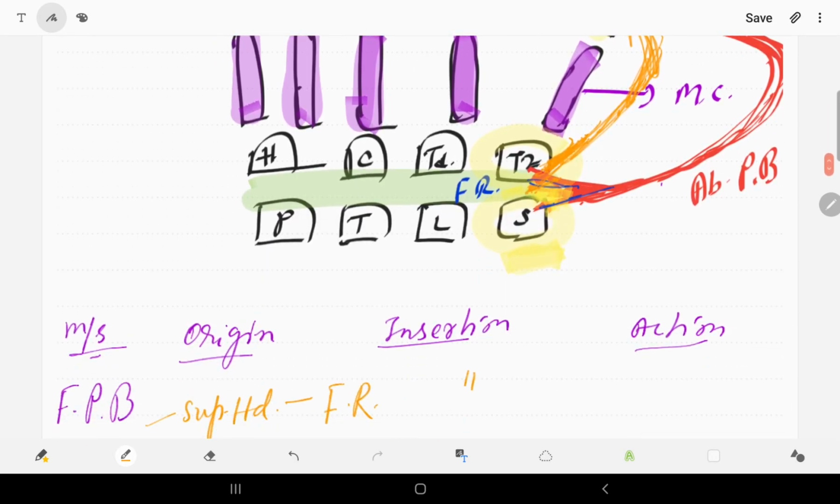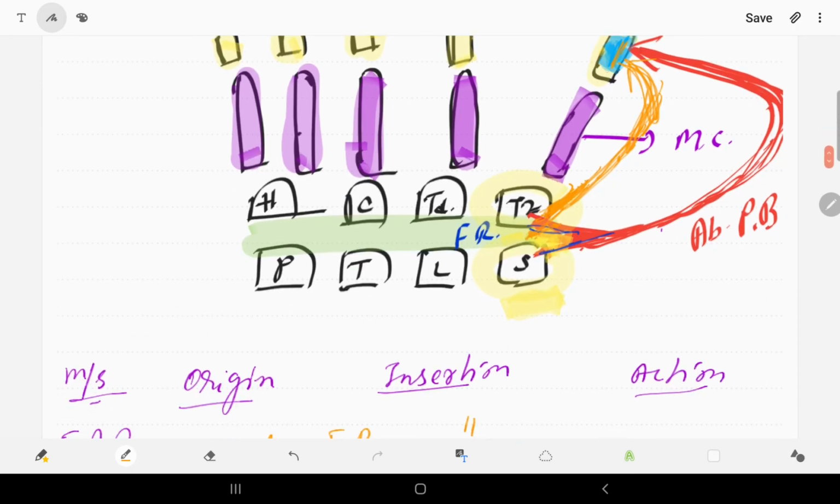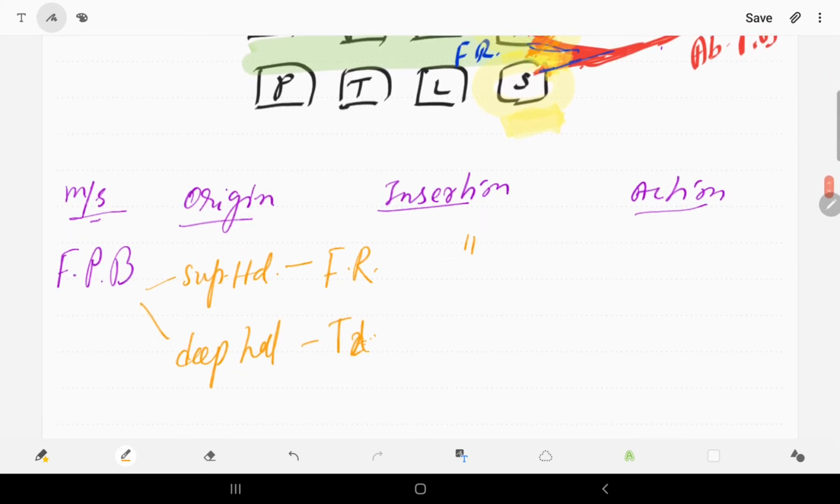It is inserted in the lateral side of the base of the proximal phalanx of the thumb. This is the proximal phalanx and this is the distal phalanx. So the lateral side of the base of the proximal phalanx of the thumb, and this is lateral, this is medial. Same insertion. And the action, obviously, is flexion of thumb.